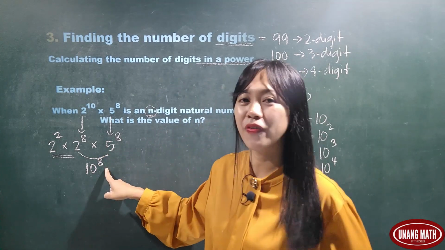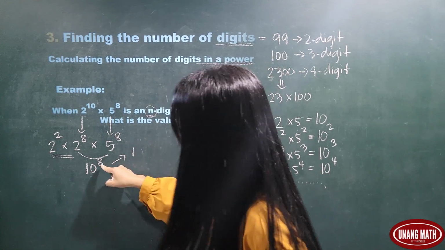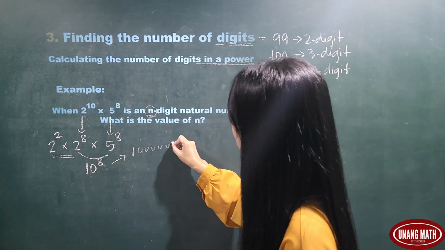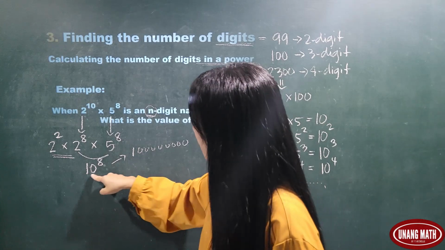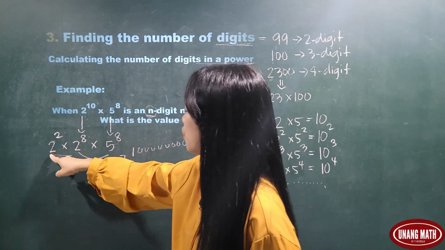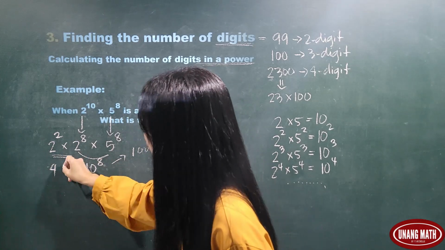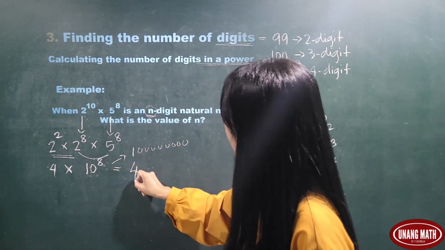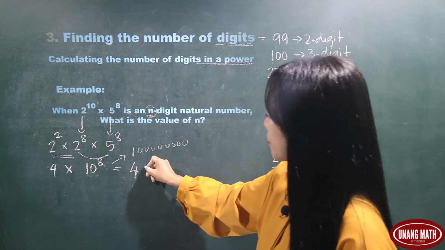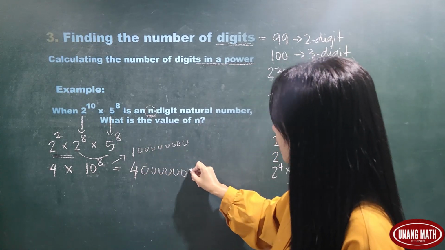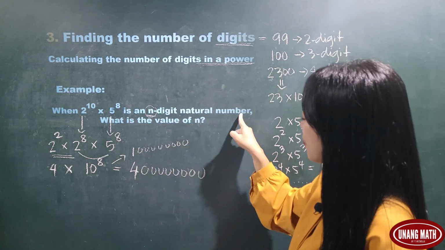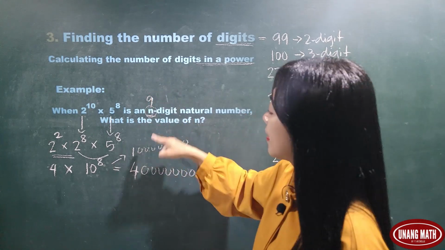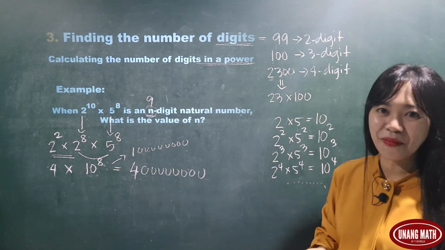10 raised to the power of 8 means 1 and then the number of zeros is 8: 1, 2, 3, 4, 5, 6, 7, 8. If we multiply this by 2 raised to the power of 2, or 2 squared, which is 4, then 4 times 10 raised to the power of 8 means 4 and then you just add the 8 zeros: 1, 2, 3, 4, 5, 6, 7, 8. So for the n-digit natural number, n is 8 plus 1. That means this is a 9-digit natural number.